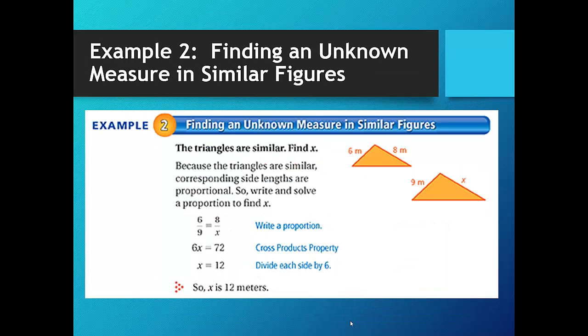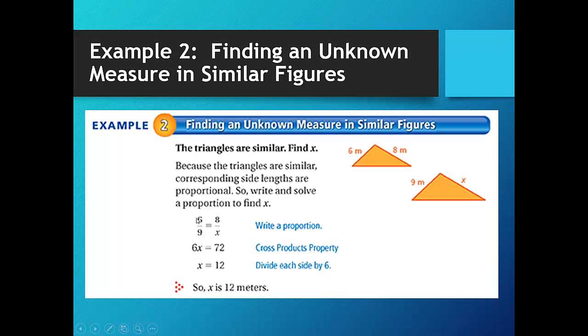For our second example, we're finding an unknown measure in similar figures. The triangles are similar. Find X. Because the triangles are similar, corresponding side lengths are proportional. So, write and solve a proportion to find X.